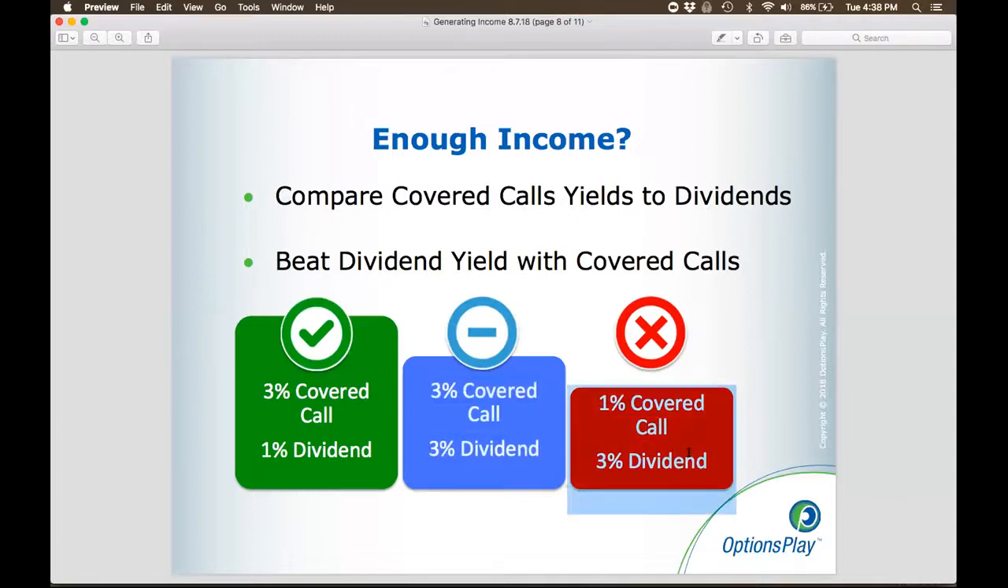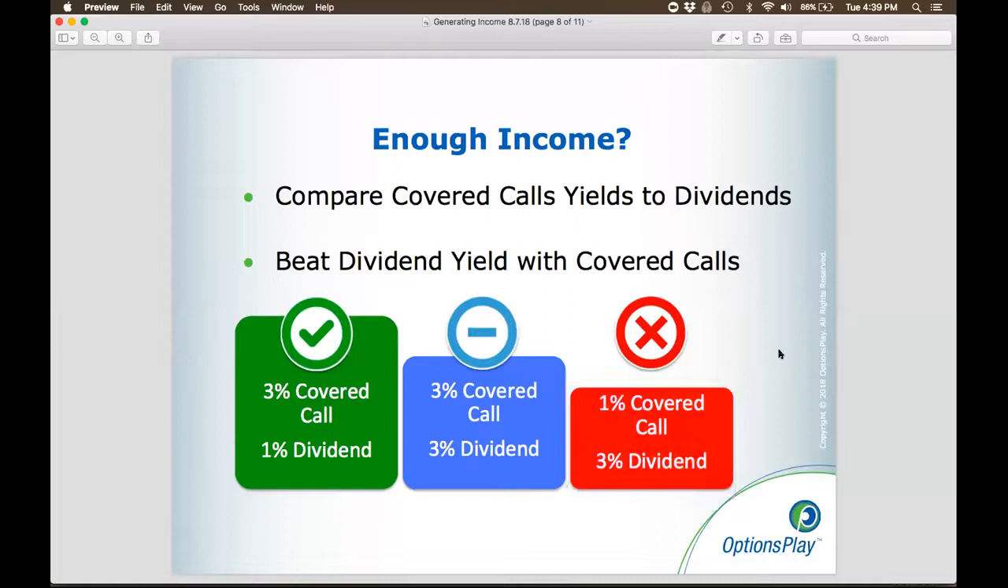Lastly, I have an example where you have a stock that pays a 3% dividend, yet you have a covered call that only pays a 1% yield. This is the type of opportunity that you want to avoid, because you are currently already getting paid 3%. Don't take that additional risk of having the stock potentially sold for only an additional 1% yield, okay?